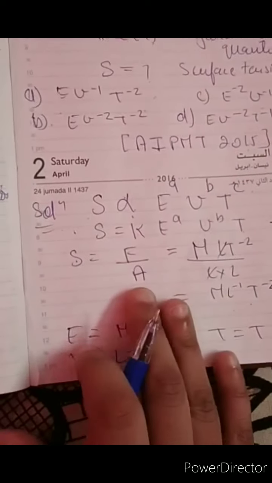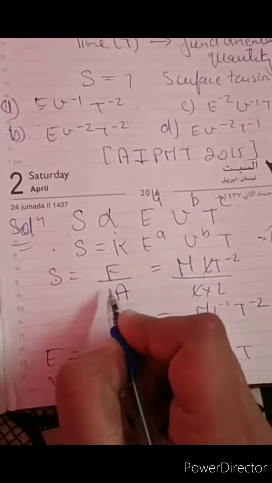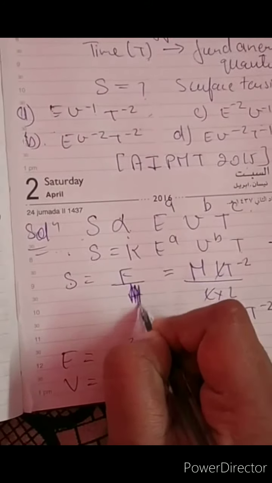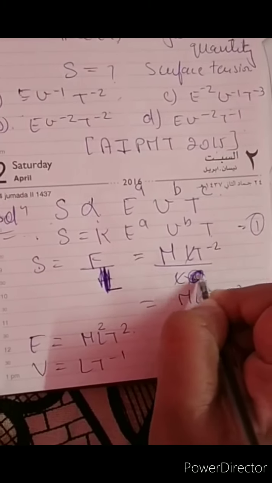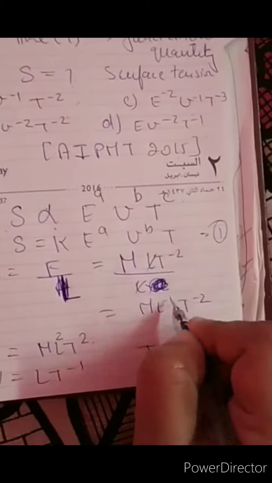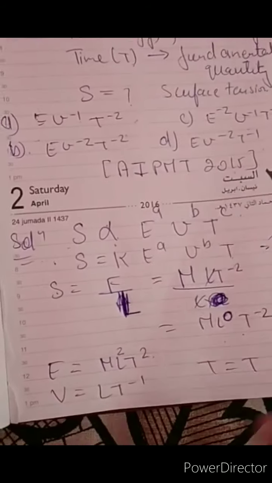So just one minute. I made one mistake. Force per unit area is pressure, and this is surface tension, so it is force per unit length. Okay, sorry for this. So L over L cancels, so we have L to the power 0 over here. Okay, I'm sorry for this.